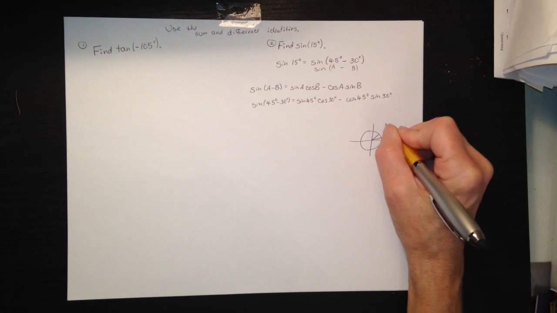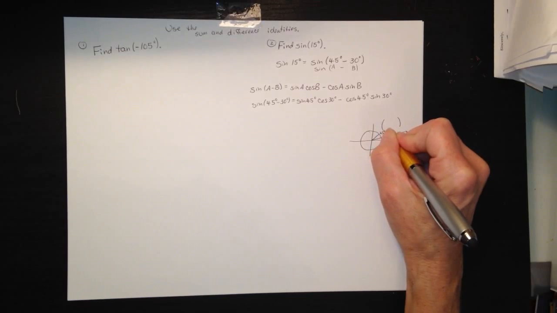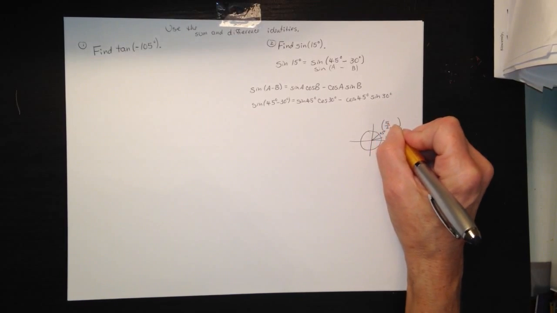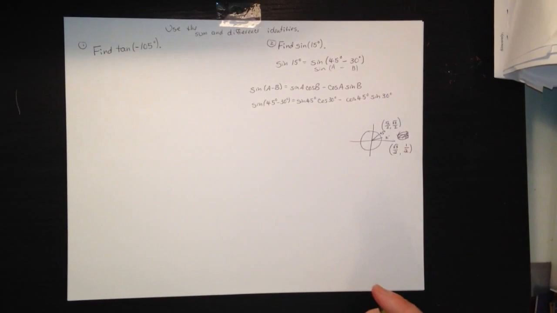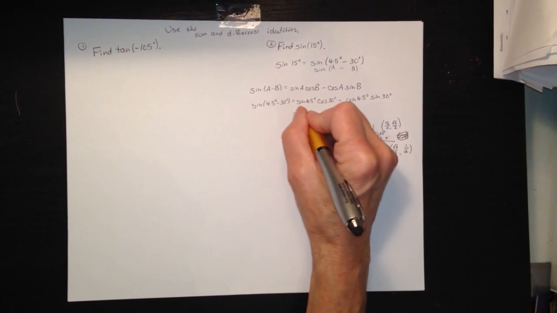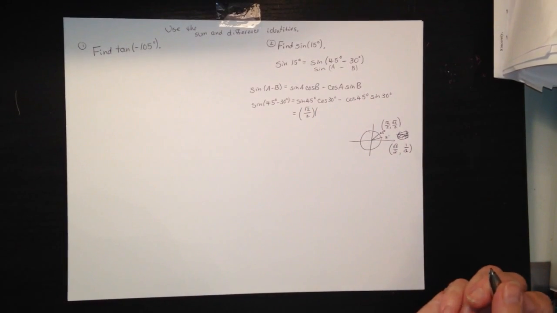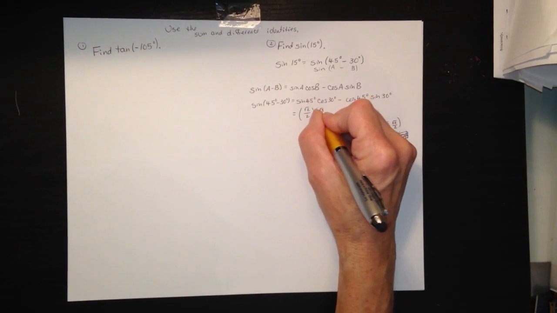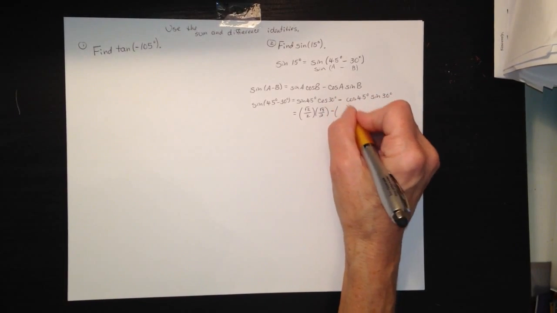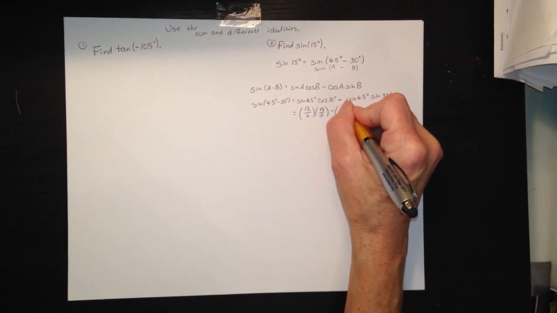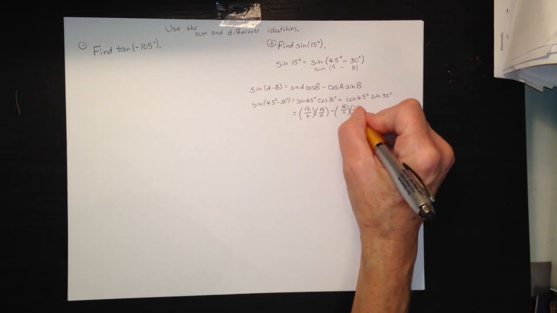45, these are both in quadrant 1, so it's positive, positive. This is 45 degrees. This is square root of 2 over 2, square root of 2 over 2. So now I can just go in and write in the values. The sine of 45 degrees is the square root of 2 over 2. The cosine of 30 degrees is the square root of 3 over 2, minus, because of this minus, the cosine of 45 degrees is the square root of 2 over 2. And the sine of 30 degrees is 1/2.